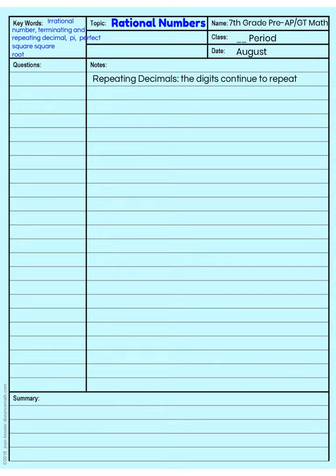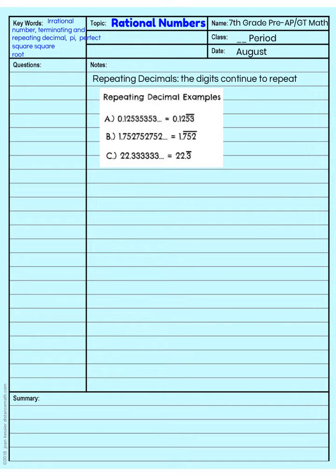We're going to start with the first vocabulary word, which is repeating decimals. A repeating decimal is just when the digits continue to repeat. So the digit after the decimal is going to continue to repeat. Here are some examples of repeating decimals. So if you notice, you have the 0.12535353, and the dot dot dot just means that it's going to continue to go.